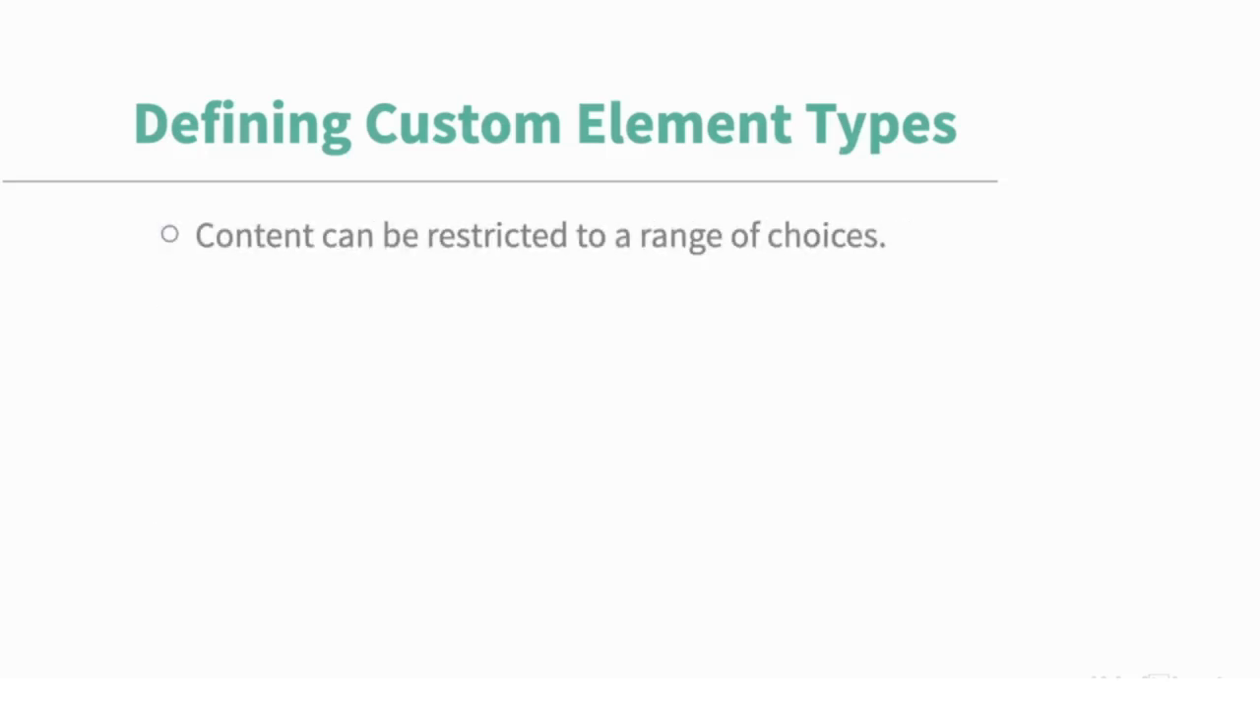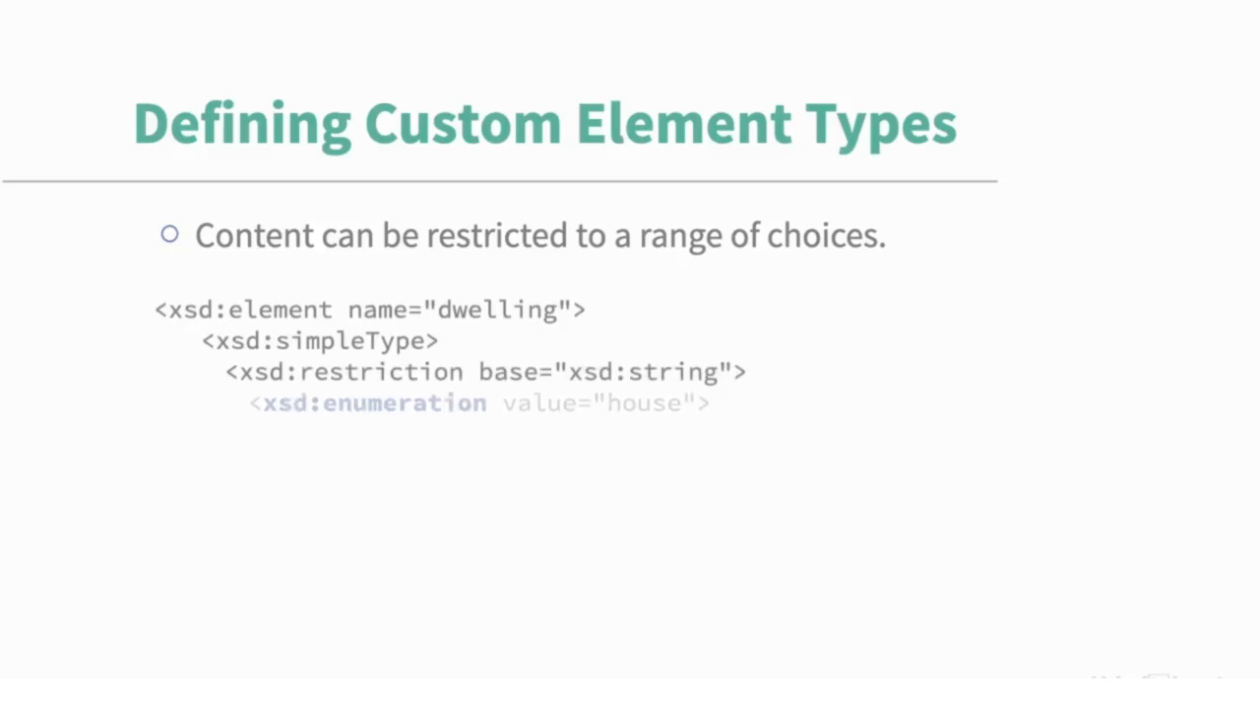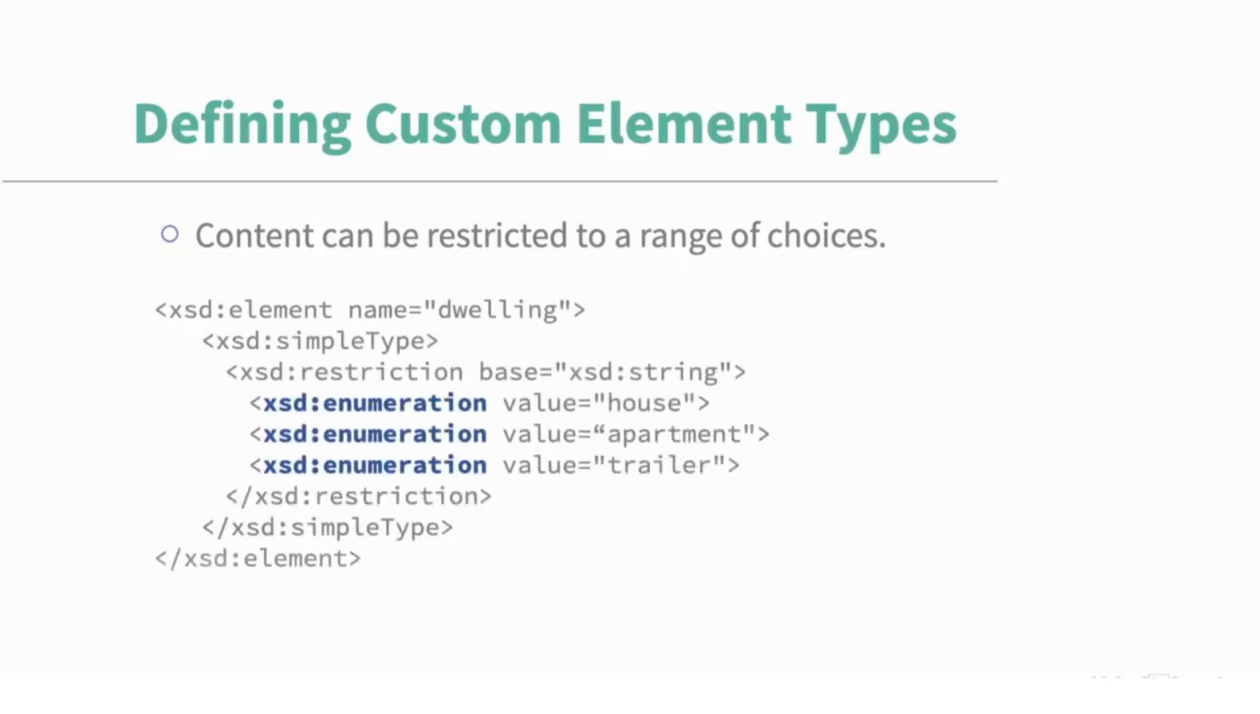You can also restrict content to allowable choices, and this is something very similar to what we saw in DTDs. In this case, suppose we have an element named dwelling, and we want to restrict it to a number of allowable choices. Inside of the simple type tag, I would place a restriction, and in this case, I'm going to restrict it based on the string type. And instead of using the min and max inclusive, now I'm using these enumeration tags to enumerate the allowable values for the dwelling tag. And here I've got values such as house, apartment, and trailer. So the XML data is allowed to contain one and only one of these choices for a dwelling tag.